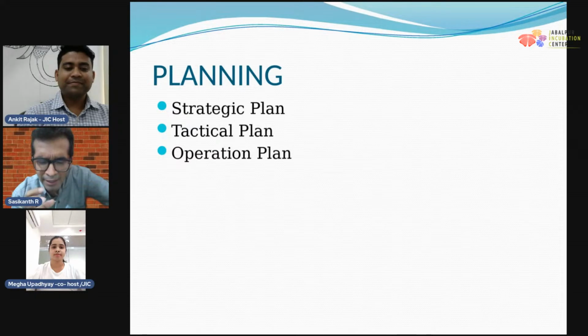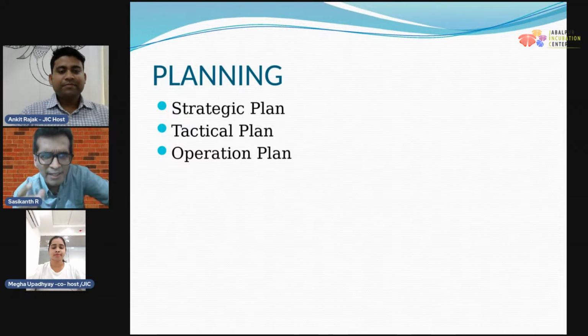In any startup ecosystem, there are three kinds of planning involved: strategic plan, tactical plan, and operation plan. Strategic plan is normally at a very high-end level, so typically the CEOs of a company do that. The tactical plan is done by the CEO in liaison with the department heads. And the operation plan is done by the department heads for the relevant person who is executing the different parts of the tactical plan, right? So, over to the next slide.